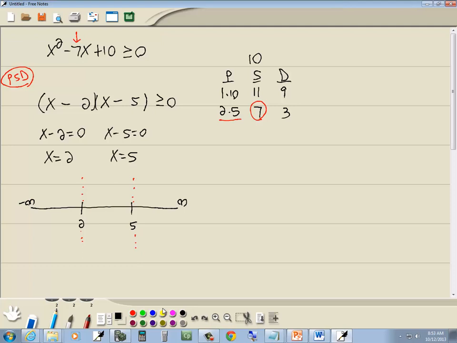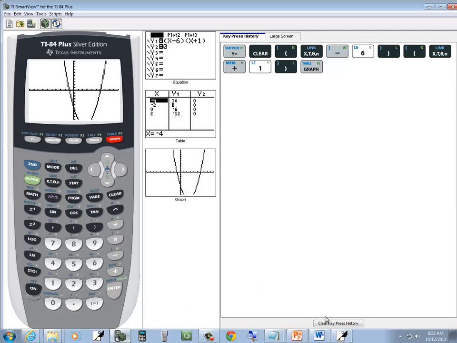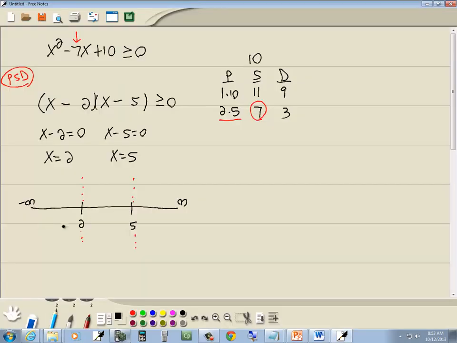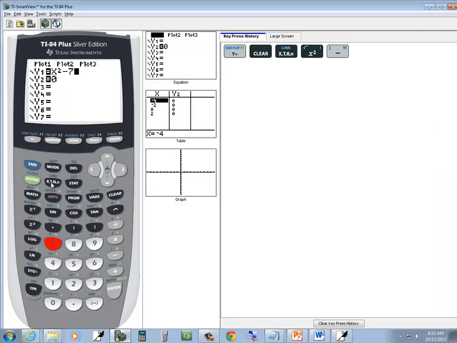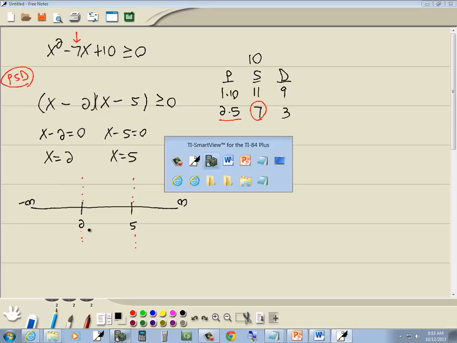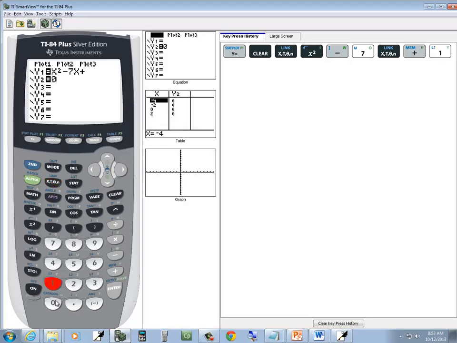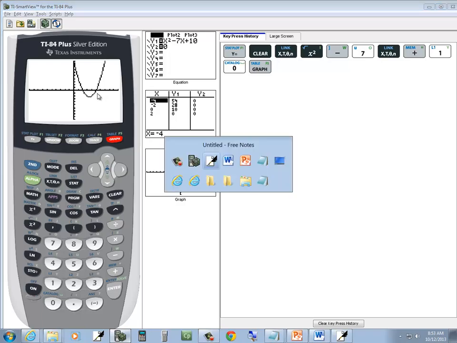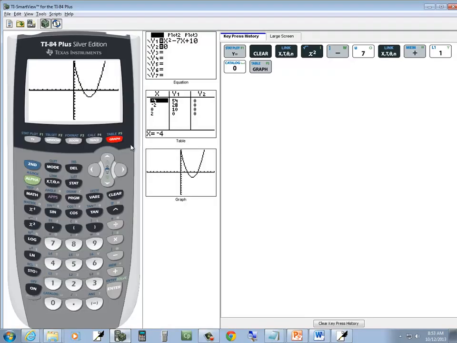Let's go look at our graph. So we got y equals x squared minus 7x plus 10, and then graph. Now again, what you're going to see is where it crosses the x-axis is our critical values. So you see it crosses at 2, and what was our other one? 5, was it? Yeah, 2 and 5.